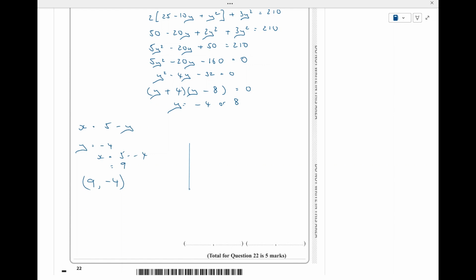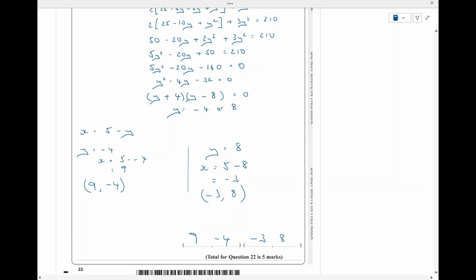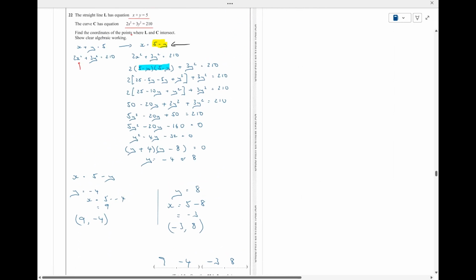And in my second case, I had y equaling 8. So x will be 5 minus 8, so x will be minus 3. So that's going to be the point (minus 3, 8). X is minus 3, y is 8. So my two solutions, my 2 points, where the line and the curve intersect, are the points (9, minus 4) and (minus 3, 8).